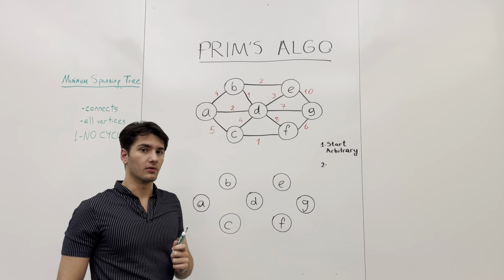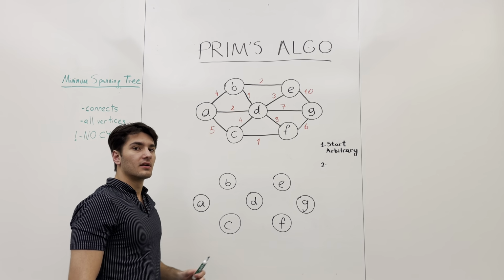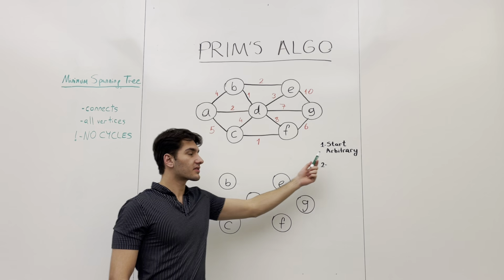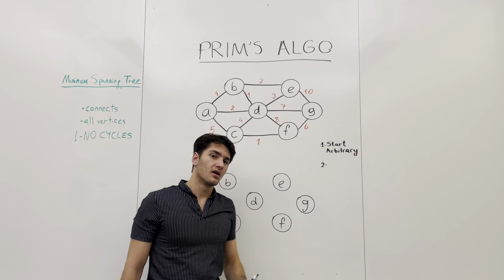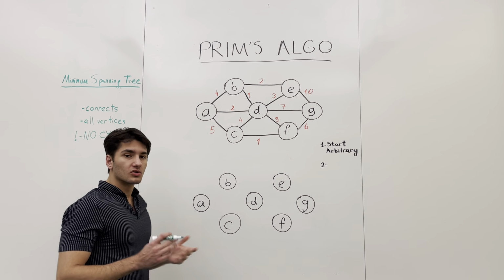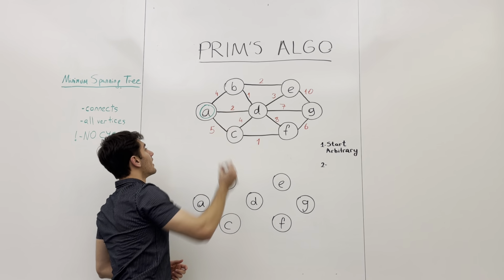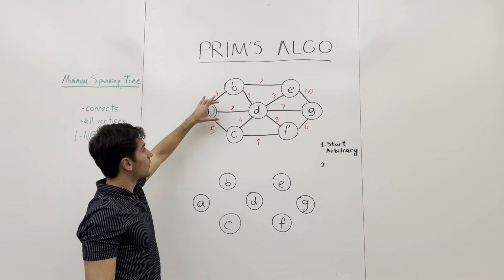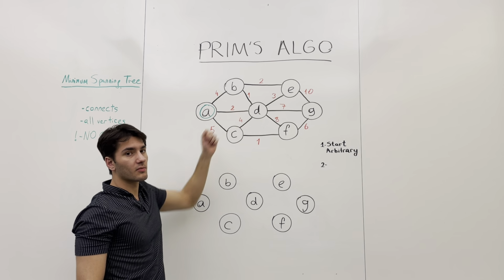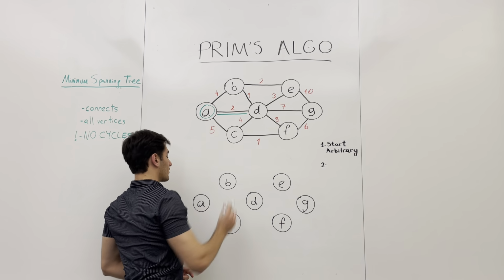Let's go through an example. So, we have this graph here, and let's run Prim's algorithm on it. First, we pick an arbitrary vertex, and I want to pick A. I want to start with vertex A. So what happens is, we pick our vertex A, and we look at the connected edges it has, and we pick the edge with the minimum weight, which is through here. And then we connect that edge.